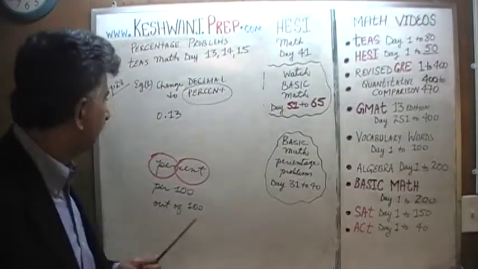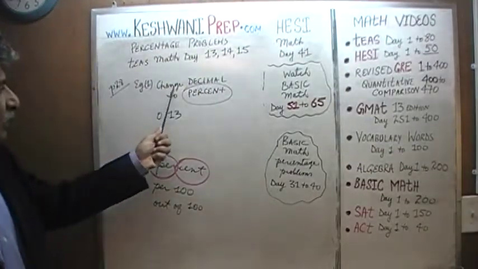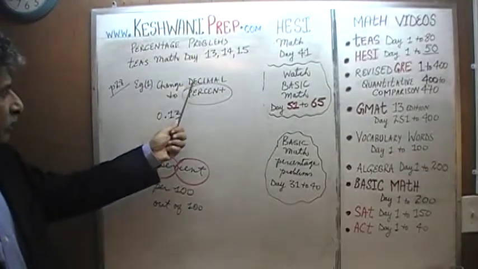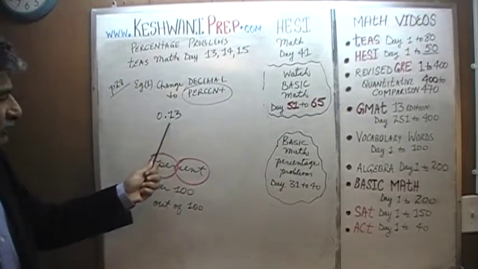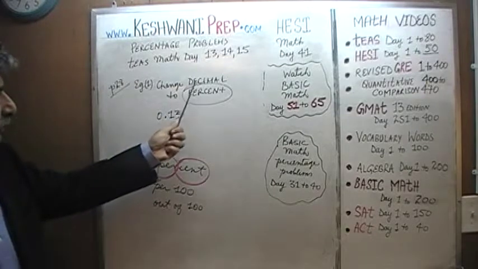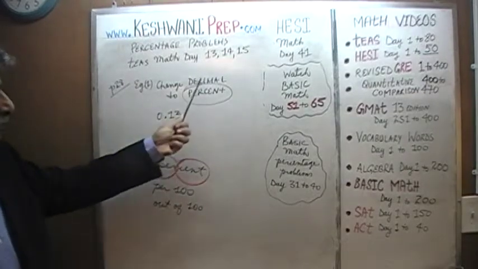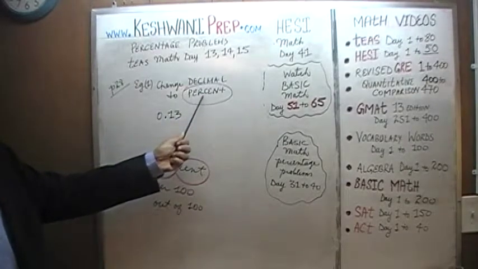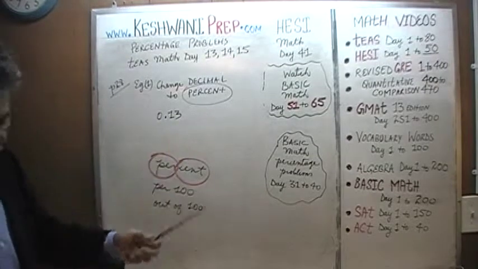Let's get going. Example number one: we are being asked to convert decimals to percent. The decimal that is given to us is 0.13. We have to convert this decimal into percent. Before we worry about how to convert it, let's first understand what this word means.